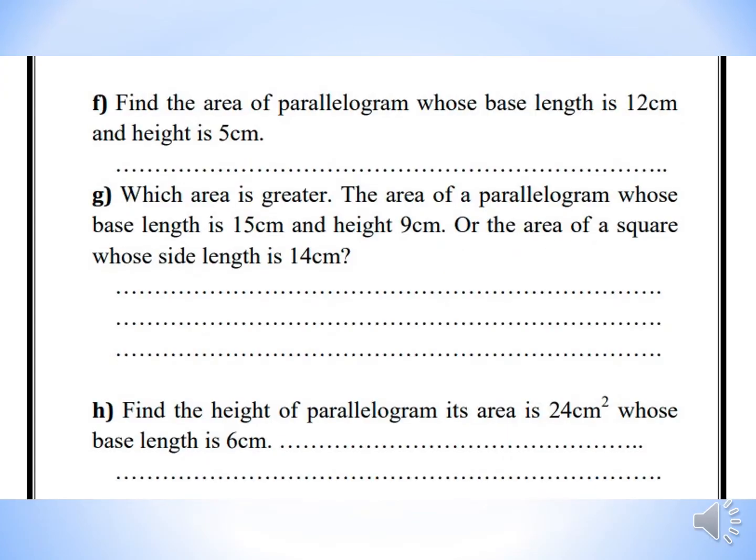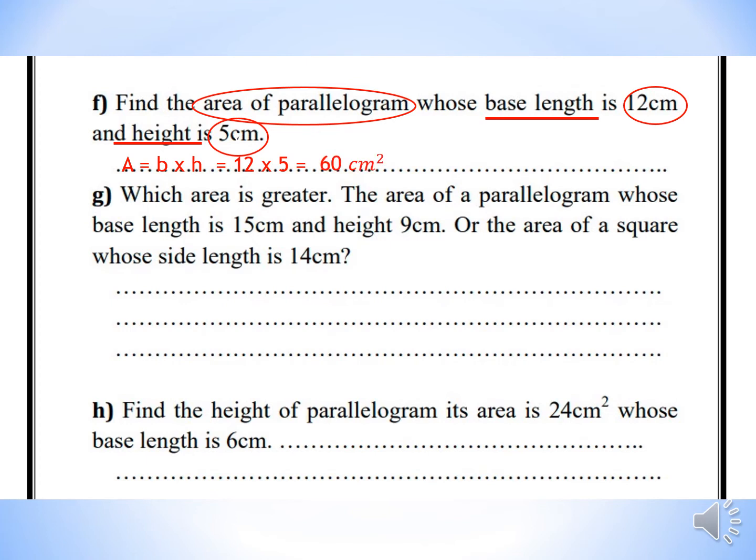In letter F, find the area of the parallelogram whose base length is 12 and the height is 5. So the area of the parallelogram equals base times height. Here the base is 12 and the height is 5. So 12 times 5 equals 60 centimeters squared.